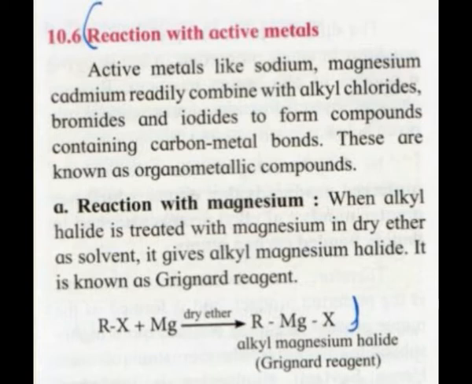RX plus Mg in presence of dry ether gives you RMgX. Grignard's reagents are very reactive compounds. They react with water or compounds containing hydrogen attached to electronegative elements. Often a note on this is asked, so prepare the note on preparation of Grignard's reagent very well.